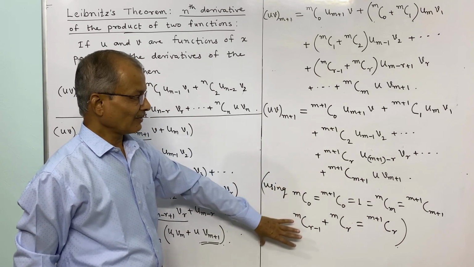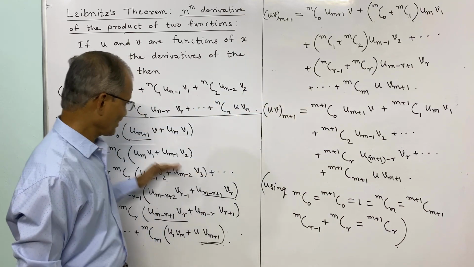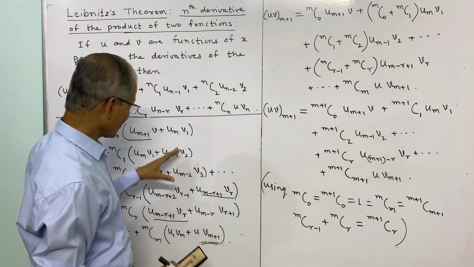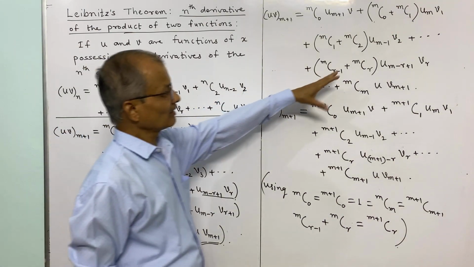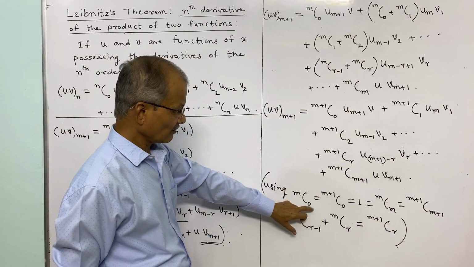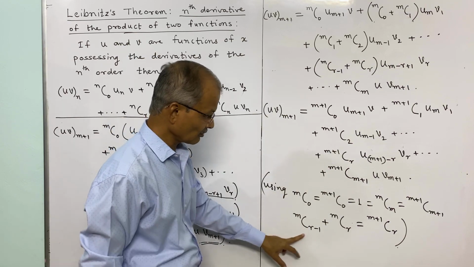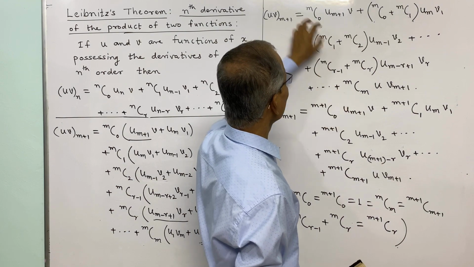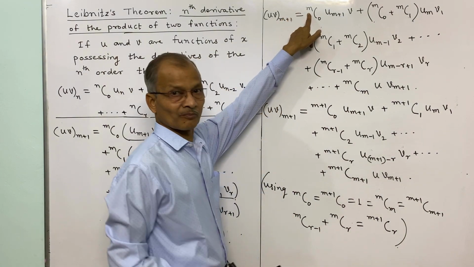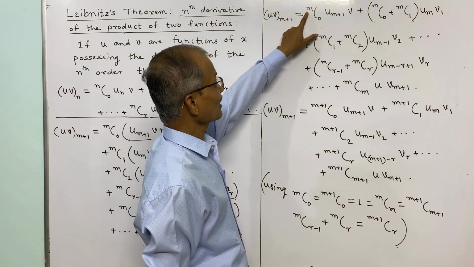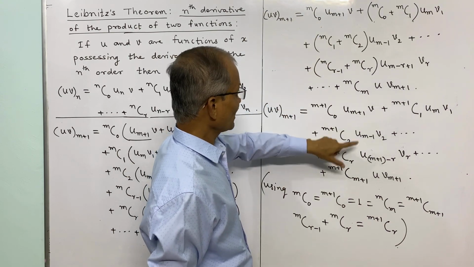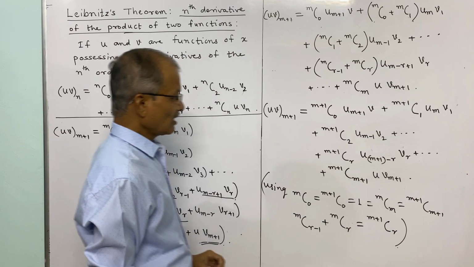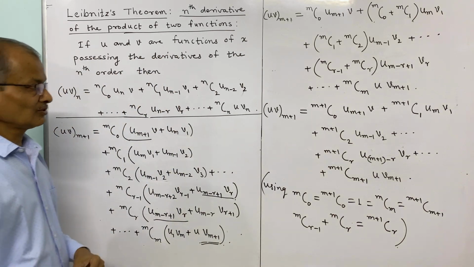Now you should verify. First we have used the product rule, then we have taken the common terms together, and then we are using the binomial coefficient results. You should note this result, and using these results each bracket is simplified. The first is written in terms of m plus 1 choose 0, and the last is written as m plus 1 choose m plus 1, like this.